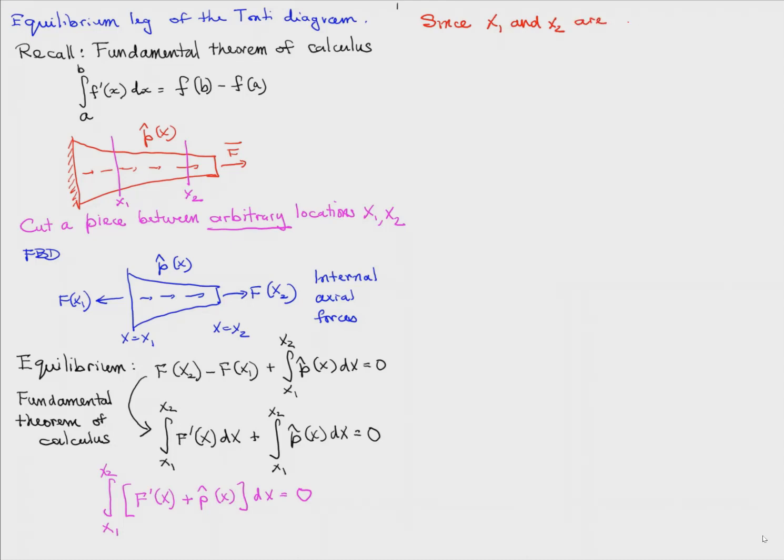And since x1 and x2 are arbitrary, we didn't pick them based on anything, if the integral is 0, that means the integrand must be 0. So we have F prime of x plus p hat of x equals 0.